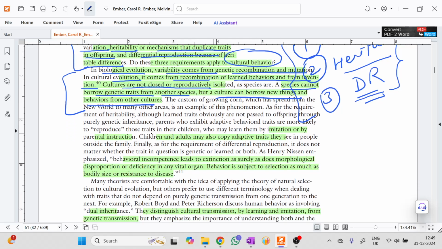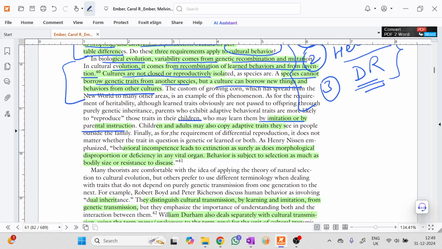Then, children learn by imitation or by parental instruction. Children and adults may also copy adaptive traits they see in people outside the family. So here there is another glaring difference between culture and biology. Children who copy their parents' genetic code or genes cannot be copied by people outside the family. But cultural traits can be copied, they can be borrowed.